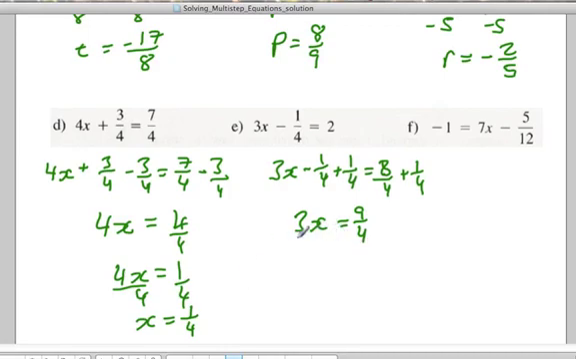Now we're going to divide both sides by 3. So I'm going to write it as divided by 3 over here. So we get x is equal to 9 over 4. Now when we do division, you multiply by the reciprocal. So that is going to be 9 over 4 times 1/3.